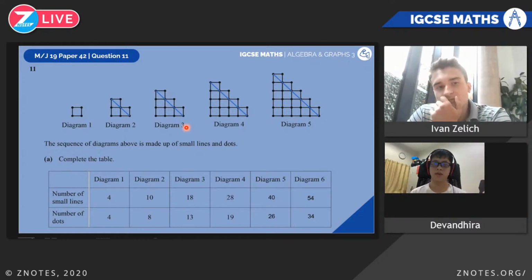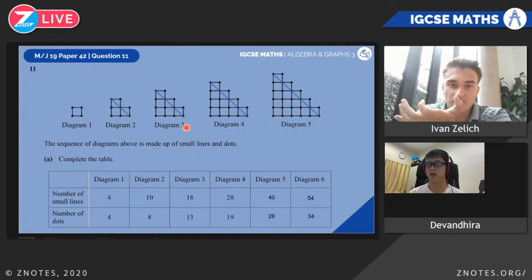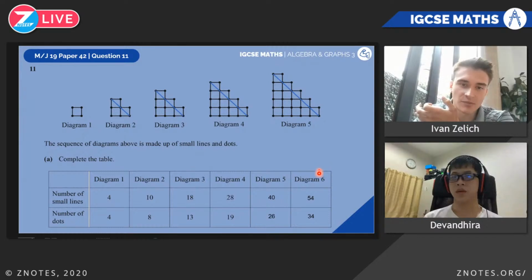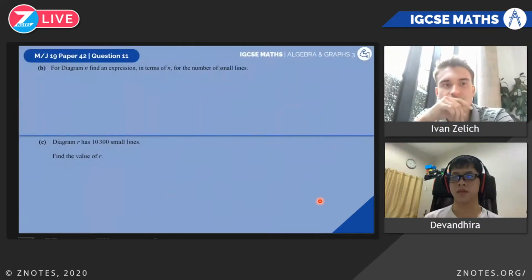Now, the next question, which you can imagine, is we have to figure out a formula. So given the sixth diagram, how do we know how many things we have after that? So how many small lines and how many dots for any diagram. And so these are the contents of the next questions. So for diagram n, find an expression in terms of n for the number of small lines.